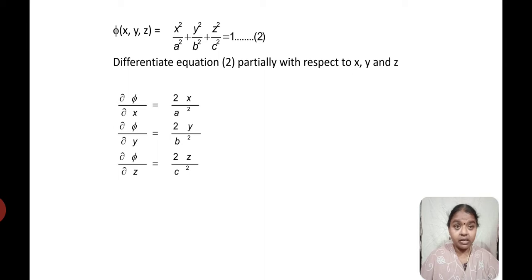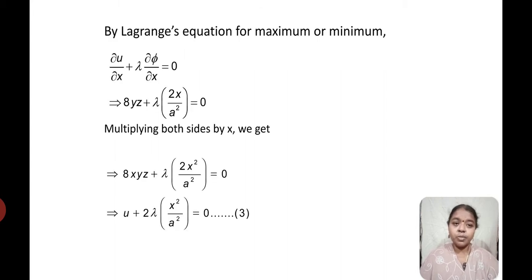Remember, here a square, b square and c square are constants. So dou phi by dou x becomes 2x by a square, dou phi by dou y becomes 2y by b square, dou phi by dou z becomes 2z by c square. So next, we would be using Lagrange's equation for maxima or minima condition.